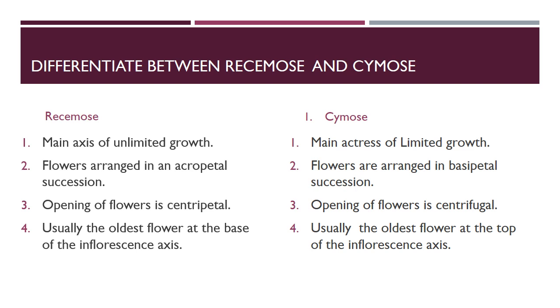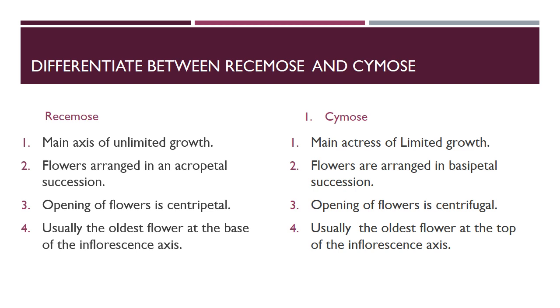So first point is a main axis of unlimited growth. Second point, flowers arranged in an acropetal succession. Third one is opening of flowers is centripetal. Fourth one is usually the oldest flower at the base of the inflorescence axis. In racemose, the oldest flower is at the base and the youngest flower at the apex. This is a major difference between the racemose and cymose.